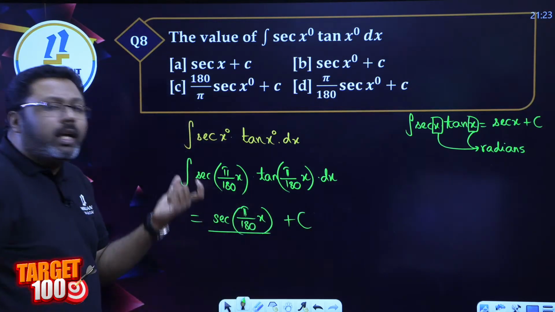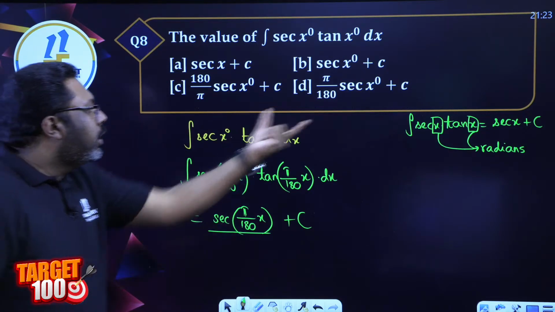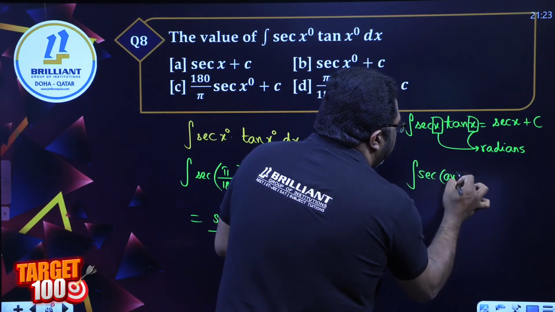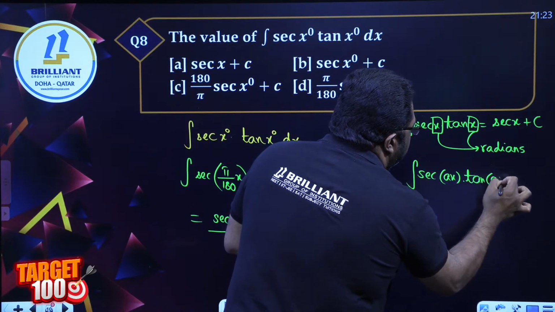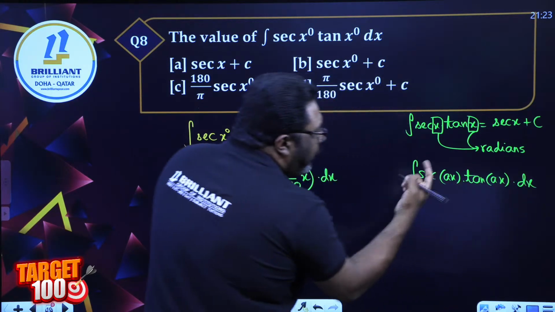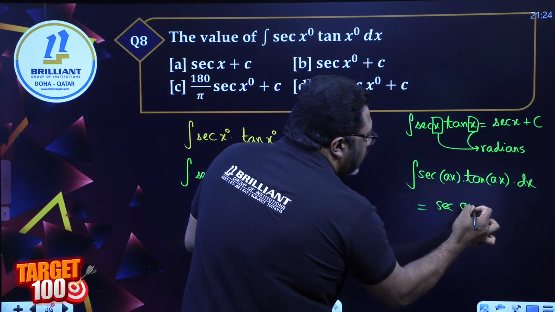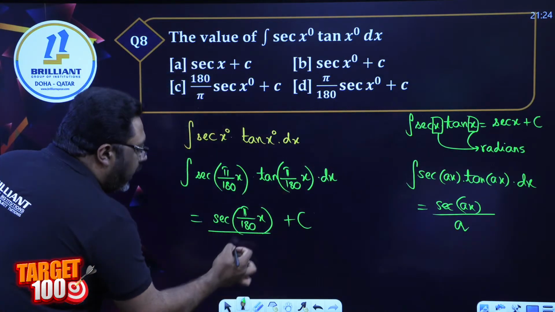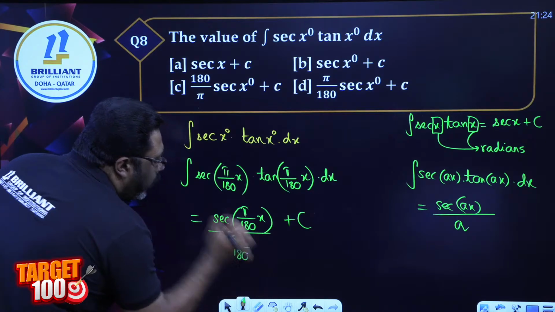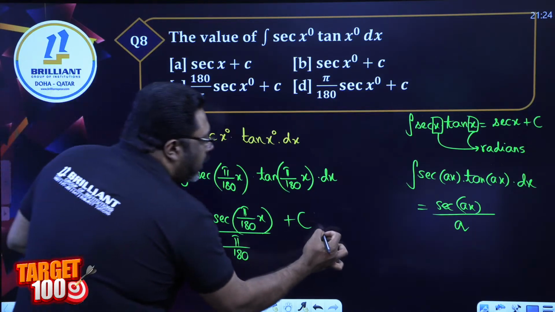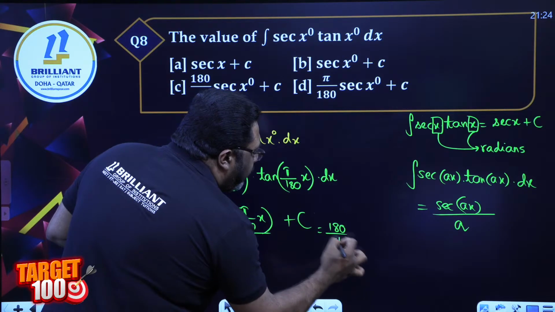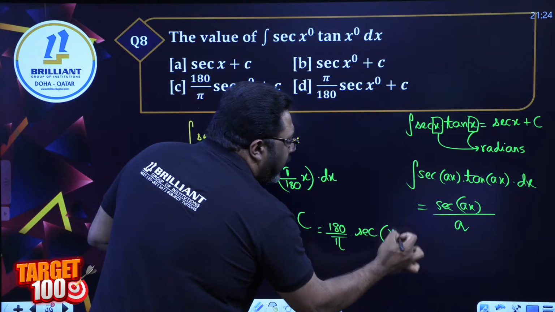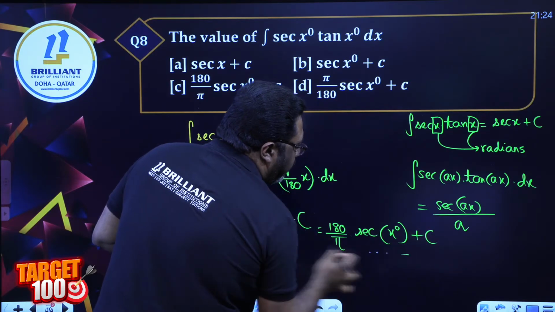But according to the integration of linear forms, what is the integral of sec ax tan ax dx? When there is a coefficient for x, what would you do? The answer is sec ax divided by the derivative of ax, which is a. Similarly, you have to divide it with pi by 180. And when you divide it with pi by 180, it becomes 180 divided by pi into sec of pi by 180x, which can be taken back as degrees, plus c.